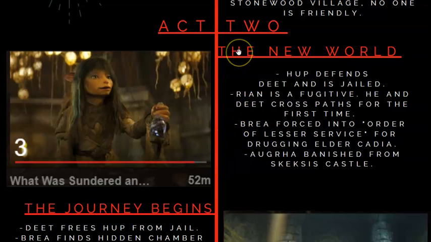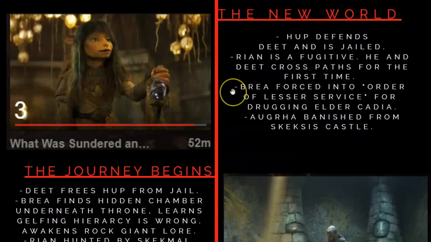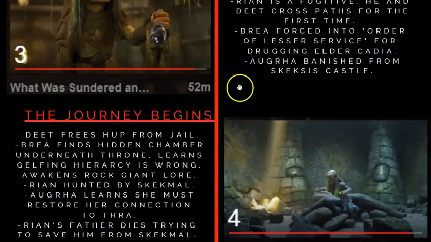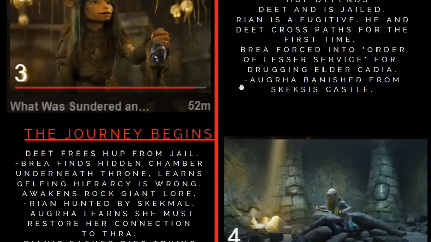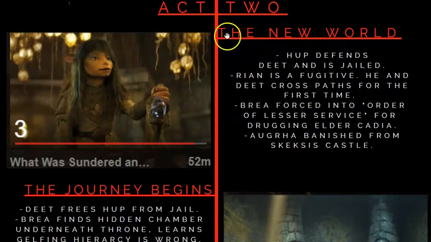So that's the first sequence of Act 2, or Episode 3. So we're now in Episode 4. The journey begins. I call it that just because once these characters are establishing the new world that they're in, the actual journey that they've been meant to be on this whole time begins.